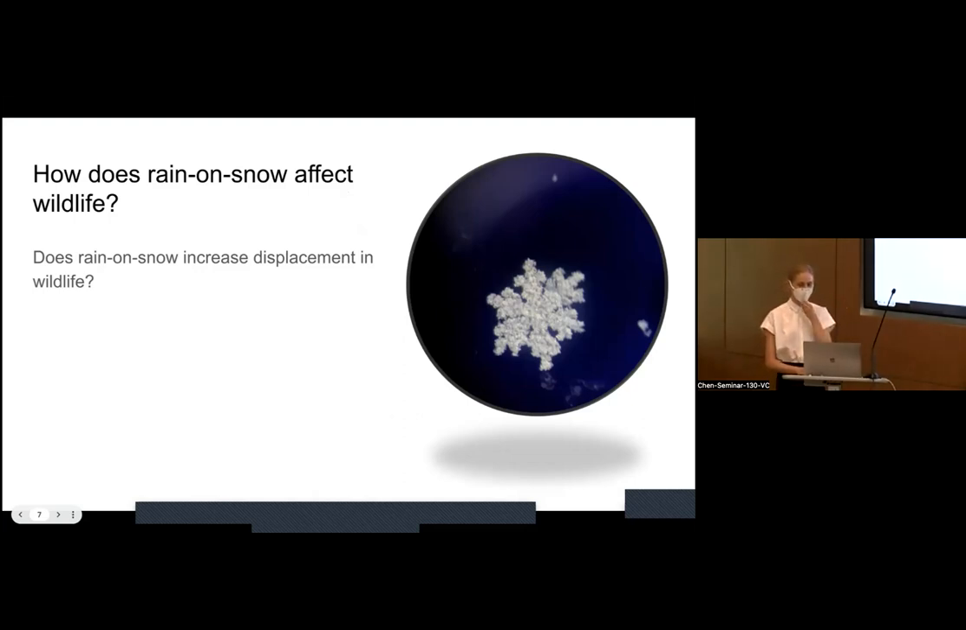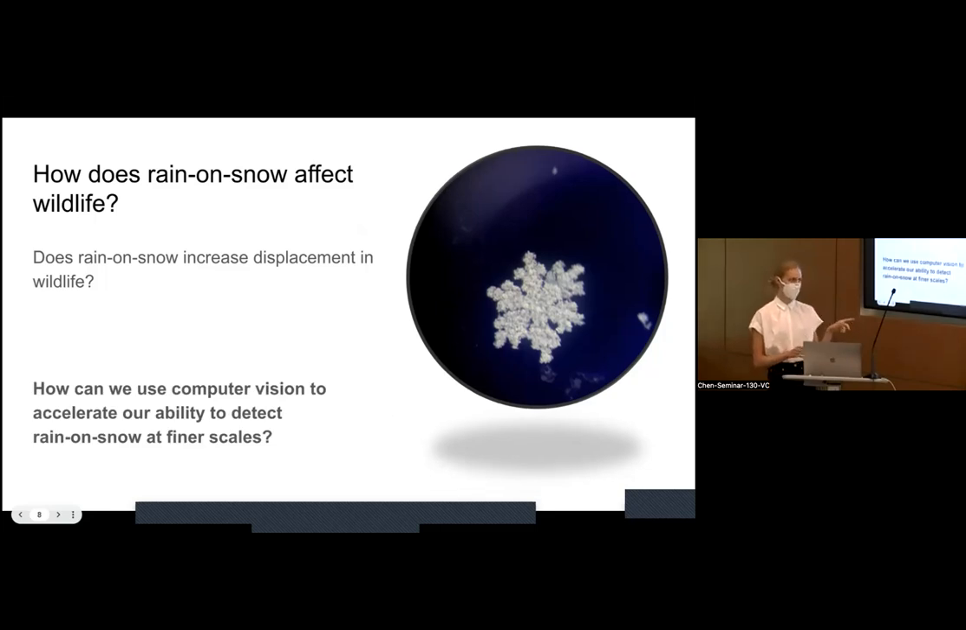The question I'll be answering for the ecology is looking at how rain on snow is affecting displacement, like habitat use. You could also look at population estimates, but for this course, we're not so focused on that. We're really focused on trying to use computer vision to accelerate our ability to detect these rain on snow events at finer scales.